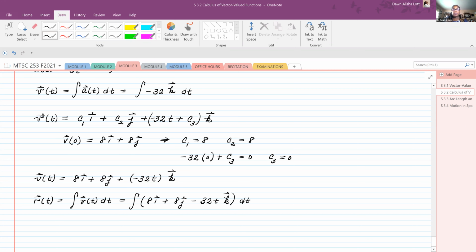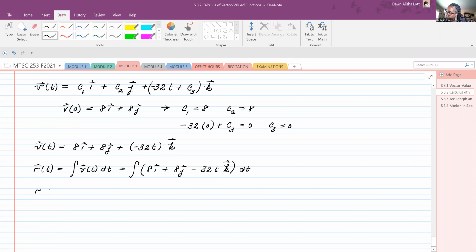So therefore R of t turns out to be 8t plus a constant C1 I, plus 8t plus another constant C2 J. And then I'm going to end up with minus 16t squared plus a constant K.